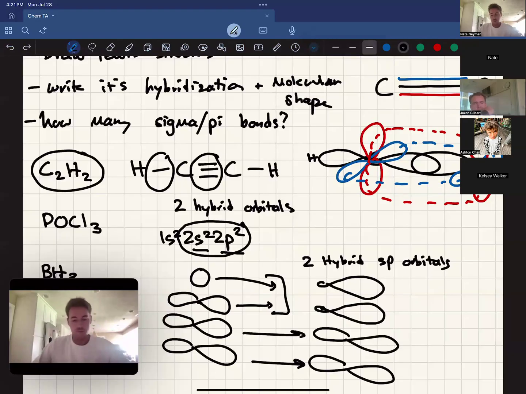Really weird, but that is what hybridization is. It's really just what happens to the orbitals to cause them to bond to other atoms. They hybridize to make a single bond. And then if there's more bonds, then they use their p orbitals. Any questions on this? Does that make sense?